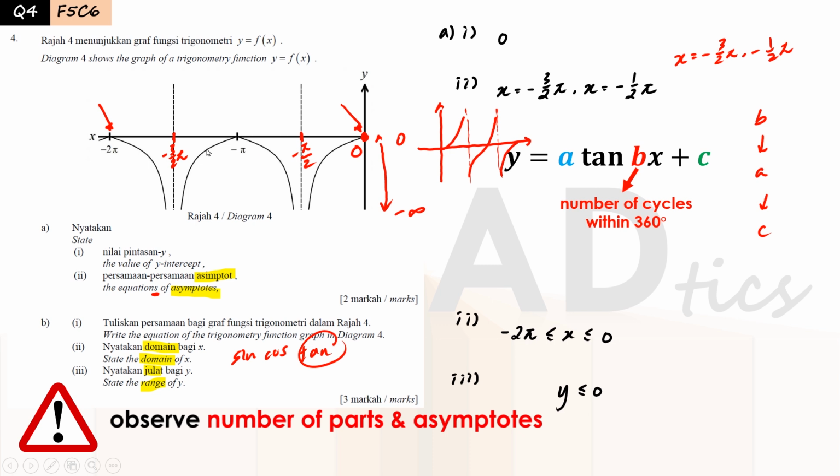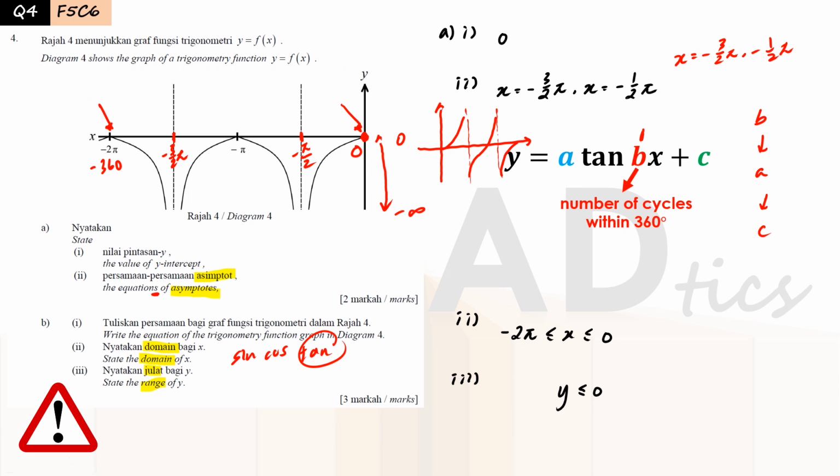If you look at the x values, it starts from negative 2 pi. Negative 2 pi is actually negative 360 degrees. So everything happening here is within 360 degrees, same as our graph. These two graphs have the same number of parts, which is 3, and the same asymptotes, which is 2. So this means this graph only has one cycle, which means B is 1.